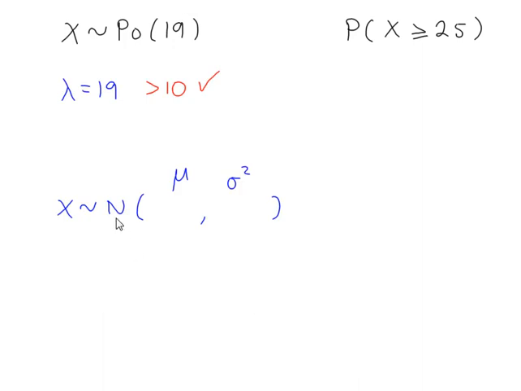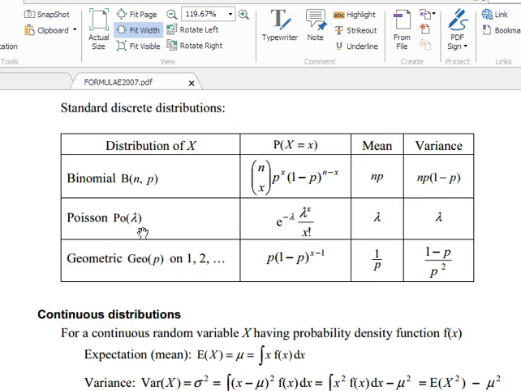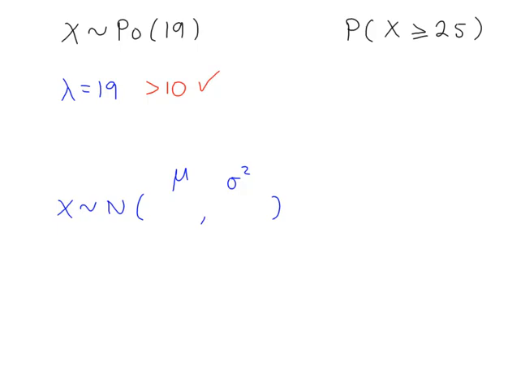For the normal distribution, we need a mean and a variance. And we know from the Poisson distribution, the mean and the variance are both equal to lambda. They're both the same. The mean value here is 19, and the variance is the same.